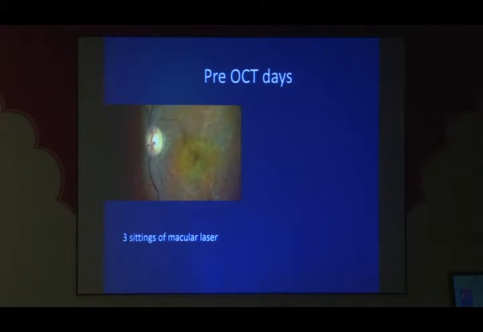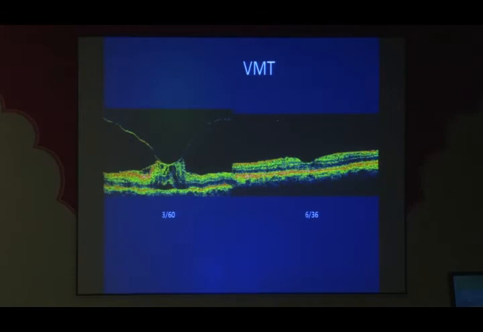In the pre-OCT days, we used to think of treating macular edemas. All macular edemas we used to treat, whether there were membranes overlying the macular edema or not. We used to treat them with laser. And this is a patient who had 3 sittings of macular laser. And when this patient came years after, when the OCT was available, had this picture. So although the edema had subsided, there was a VMT, vitreomacular traction with grossly reduced vision, which improved dramatically after surgery.